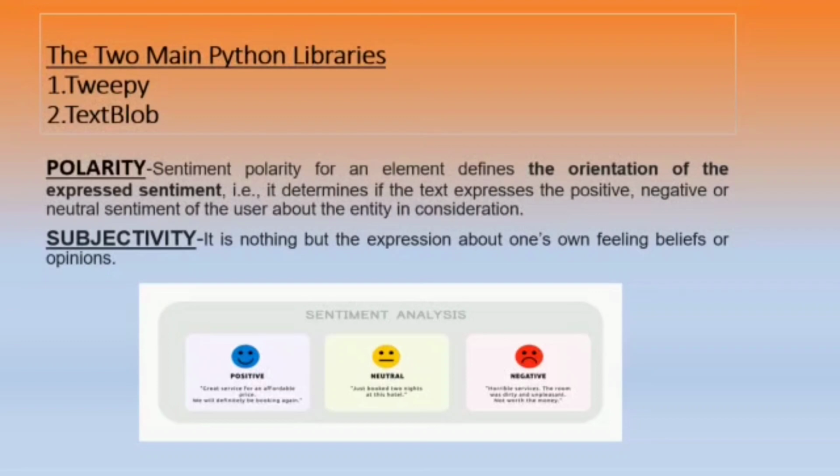Polarity is nothing but the emotion expressed in a particular statement. For example, if a person tweets feeling sad, happy or angry, this can be expressed in the textual information. The polarity number ranges from -1 to 1. -1 indicates a negative statement, 0 indicates neutral and 1 indicates a positive statement. Now coming to subjectivity. Subjectivity is the expression of one's own feelings, beliefs or opinions. Similar to polarity, the subjectivity number also ranges from -1 to +1.